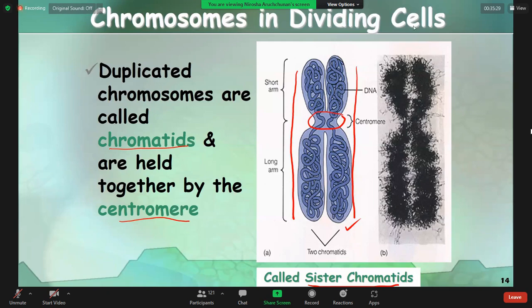Sister chromatids, why do we call them sister chromatids? Both are identical chromatids, both the same size and shape. They are joined together with the help of the centromere. So we call them sister chromatids. Right?